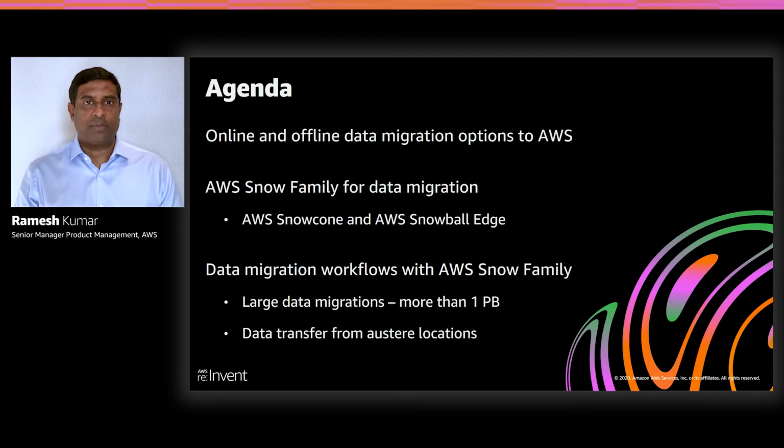I'll provide you with some examples of customers who have used multiple Snowball Edge devices to migrate over a petabyte of data to AWS. I'll discuss how customers can use AWS Snowcone and AWS Snowball Edge to capture, process, and move data from rugged, remote, and austere edge locations where there is no network connectivity. I have a lot to cover, so let me jump in.